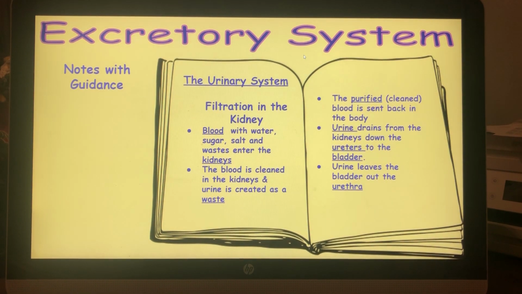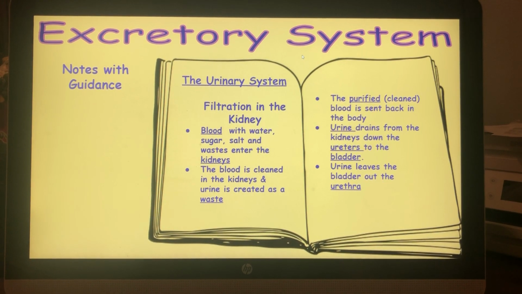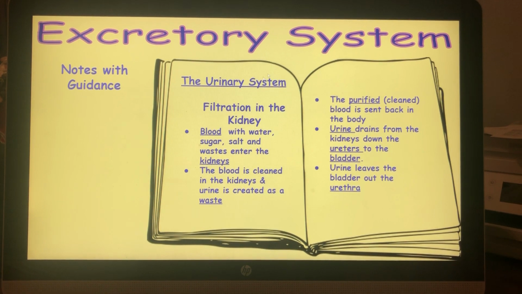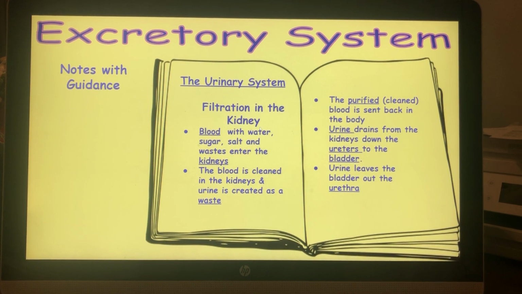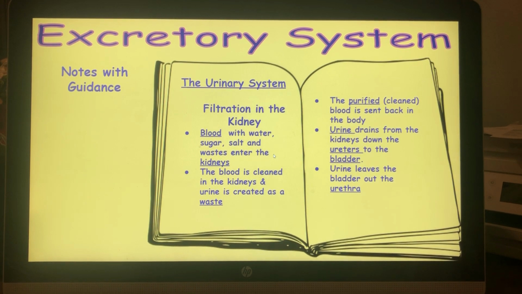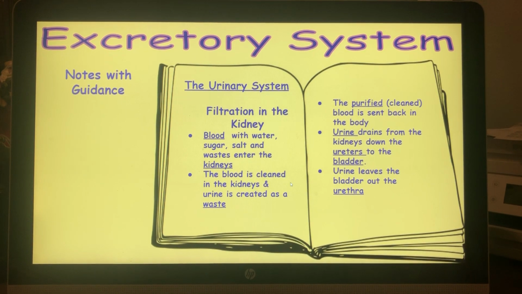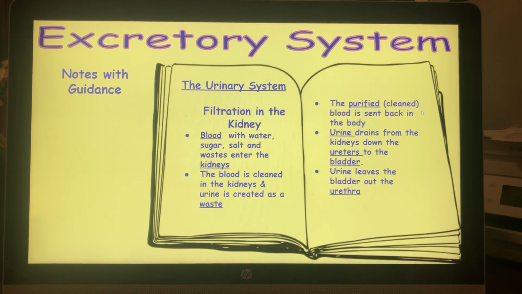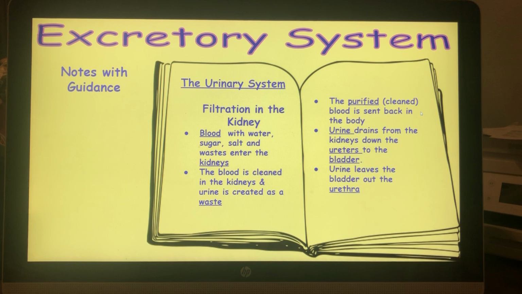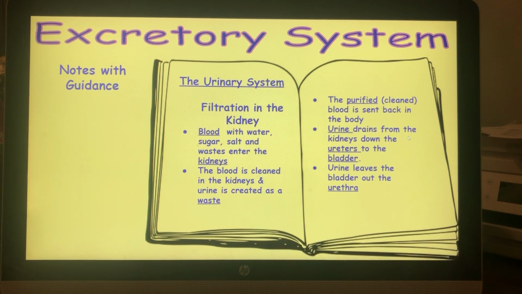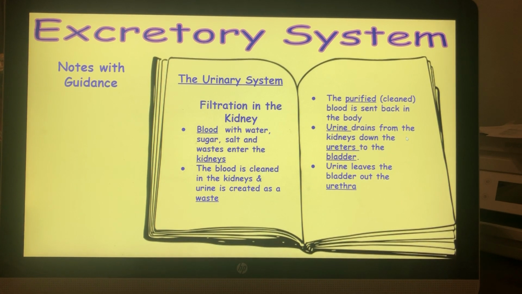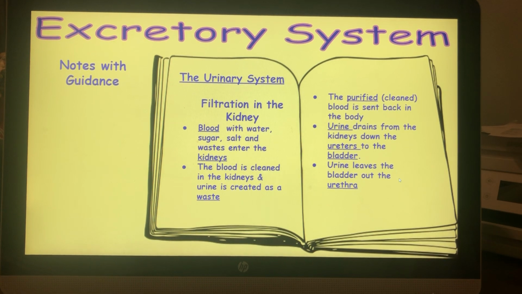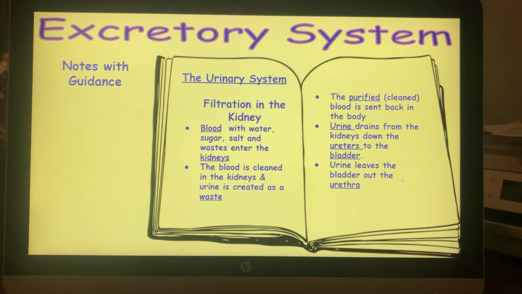Okay, for our last entry with our notes on the urinary system today, continuing on with filtration in the kidney. Blood with water, sugar, and salt waste enter the kidneys. The blood is cleaned in the kidneys and urine is created as a waste. The purified, clean blood is sent back in the body. Urine drains from the kidneys down the ureters to the bladder, and then urine leaves the bladder out the urethra.